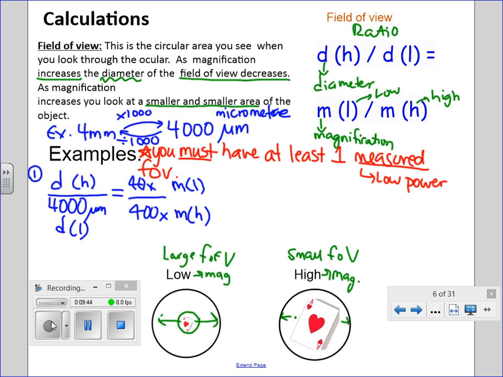So we set up a ratio. One side has the diameters, the other side has the magnifications. There's no rule about which way things have to be, except diameters both have to be on one side, magnifications both have to be on the other, and they have to be opposite. So over here, high diameter is on top, so high magnification is on the bottom on the other side. Would anybody like to ask any questions about how I set that up?